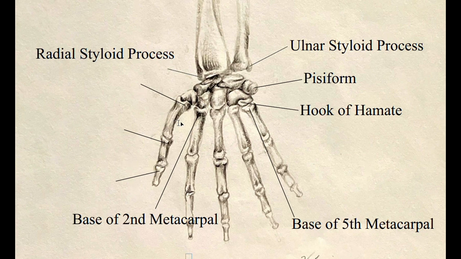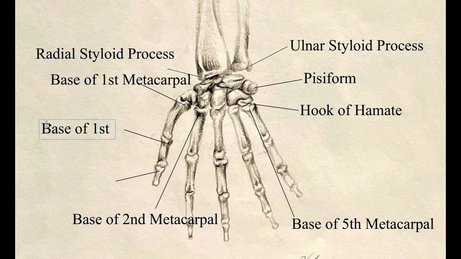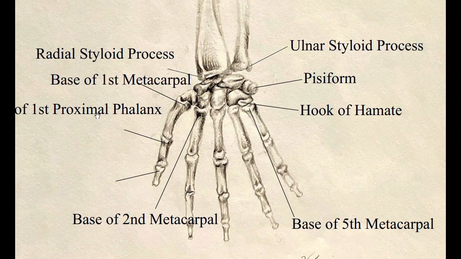Then we have the 1st digit over here. And remember that the 1st digit, the pollex, the thumb, does not have 3 phalanges, right? It only has 2. So it's going to have 1 metacarpal, 1 proximal phalanx, and 1 distal phalanx. No middle phalanx. That's it. So over here, we're going to have the base of the 1st metacarpal. Over here, we're going to have the base of the 1st proximal phalanx. Let me move this over so it's not all crunched up. There you go.